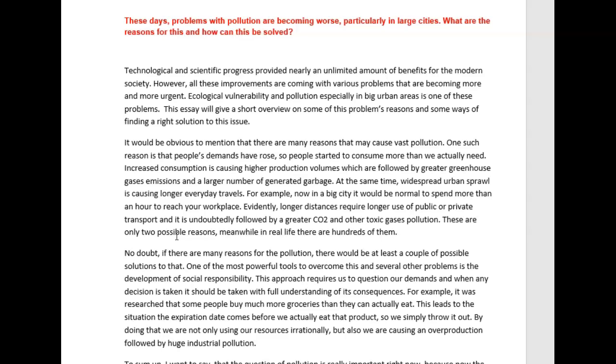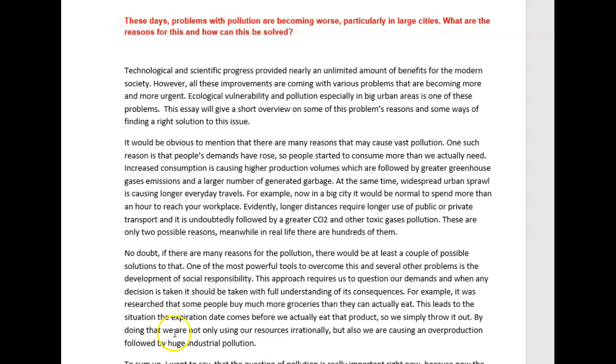No doubt, if there are many reasons for the pollution, there would be at least a couple of possible solutions to that. One of the most powerful tools to overcome this and several other problems is the development of social responsibility. This approach requires us to question our demands, and when any decision is taken, it should be taken with full understanding of its consequences. For example, it was researched that some people buy much more groceries than they can actually eat.